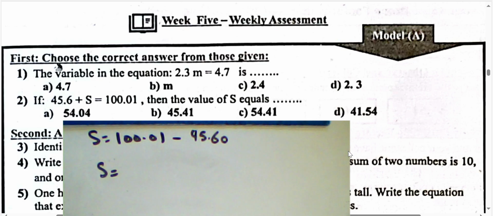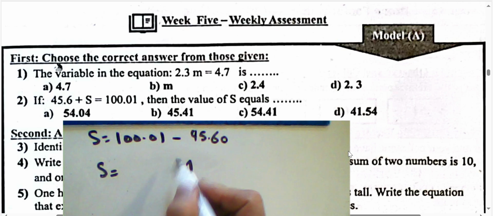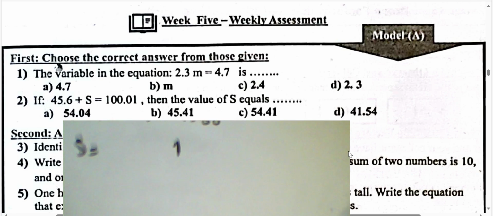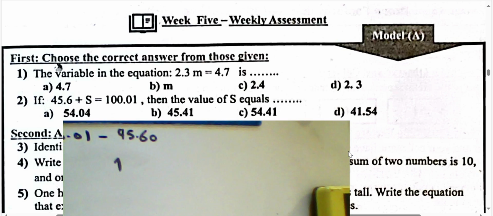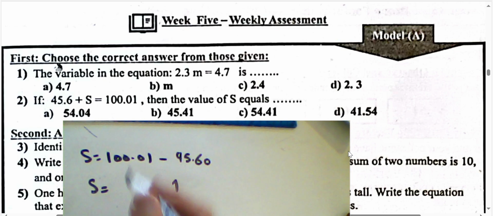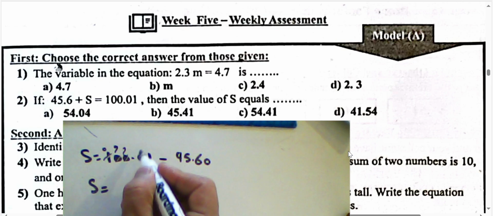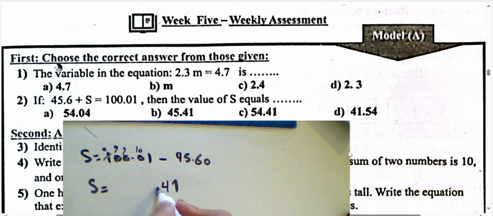We can put 0 here. 1 minus 0 equal 1. 0 minus 6 we can't do, so we must borrow 1 from the left-hand side. Okay, put 1. It will be 0. 10 minus 1, 9. It will be 10. 10 minus 6 equal 4. 9 minus 5 equal 4. 9 minus 4 equal 5. Then s will be 54 and 41 hundredths. Choose letter C.